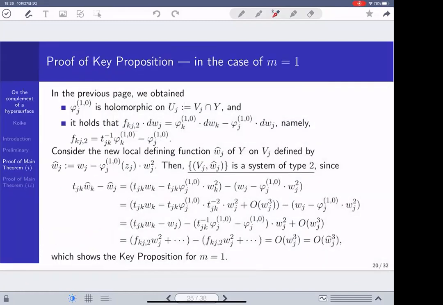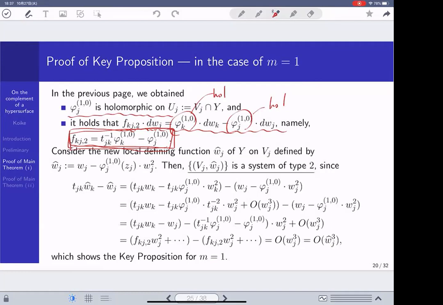So, in the previous page, we showed that phi j10 is holomorphic. And also, we have that phi kj2 dwj is equal to phi k10 dwk minus phi j10 dwj. And this one is holomorphic, and this one is also holomorphic. Namely, we had this kind of relation of holomorphic functions.